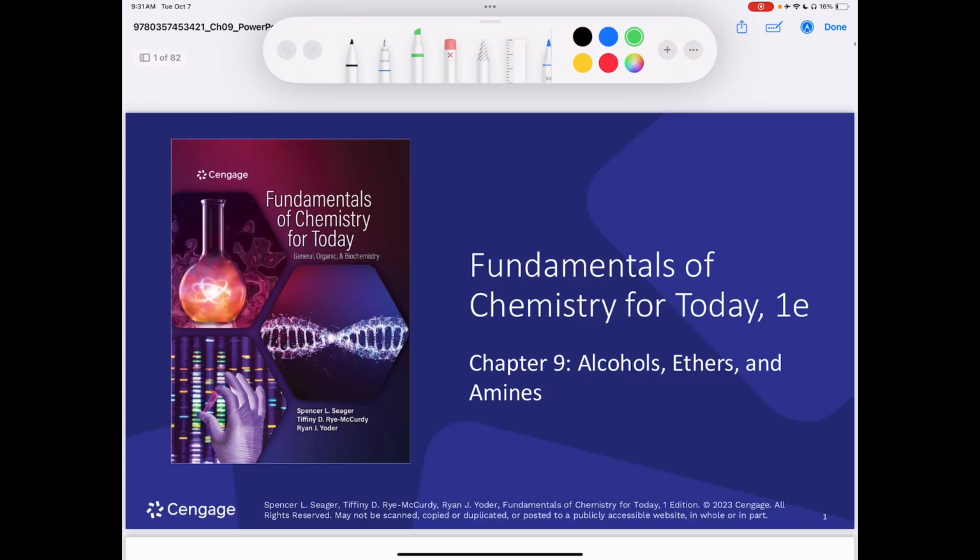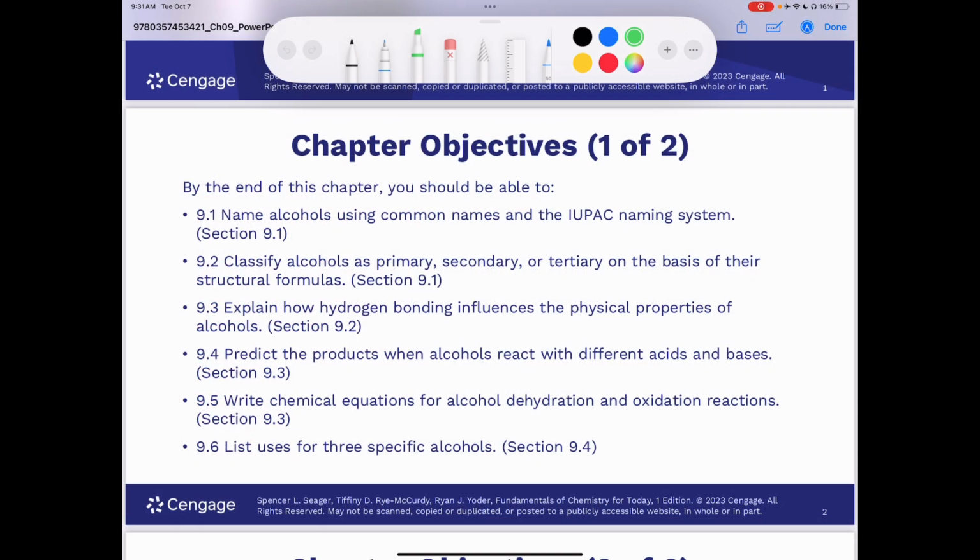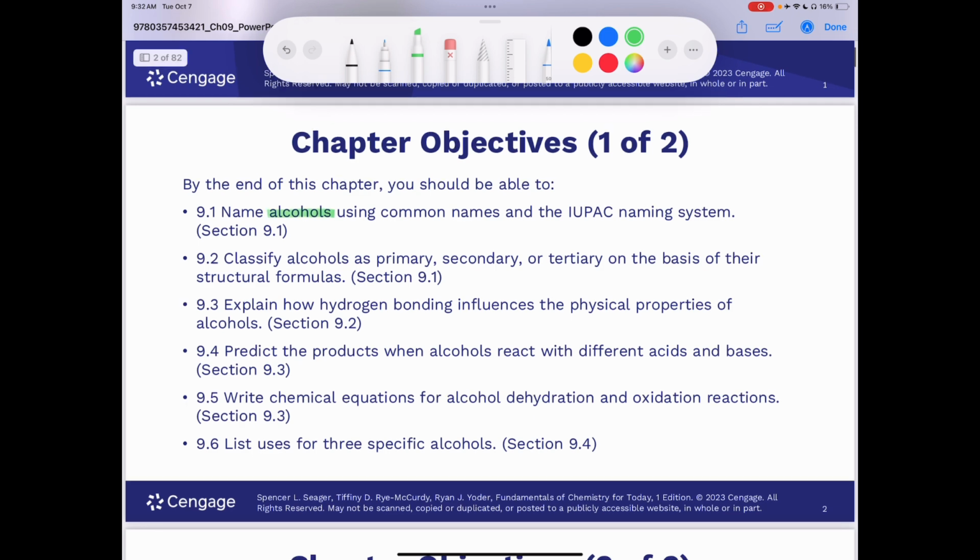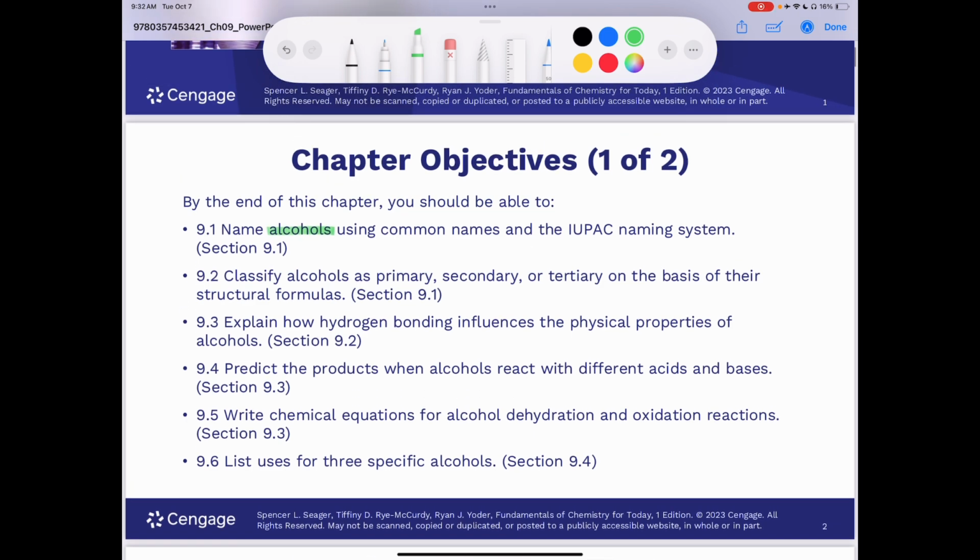All right, this chapter is going to deal with alcohols, ethers, and amines. These are three different functional groups that we're going to talk about in this chapter. As far as chapter objectives go, by the end of the chapter, you should be able to name alcohols using the IUPAC naming system.